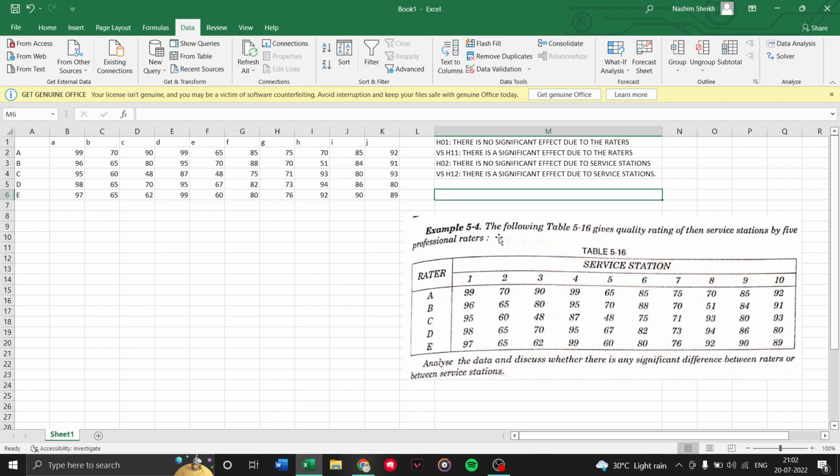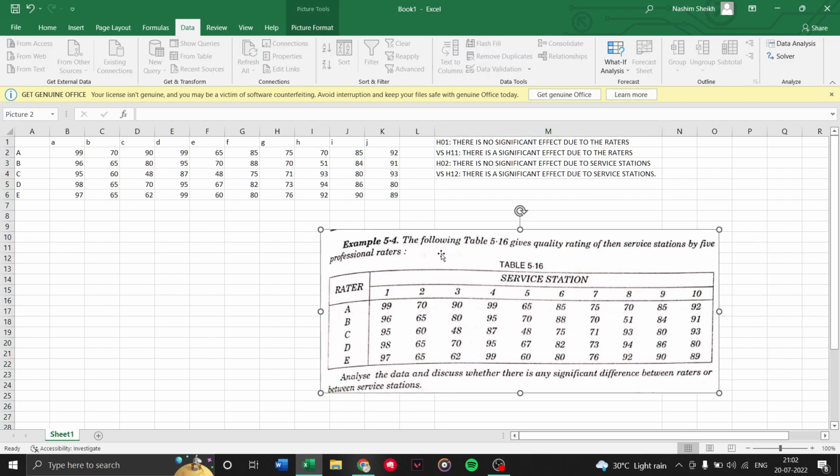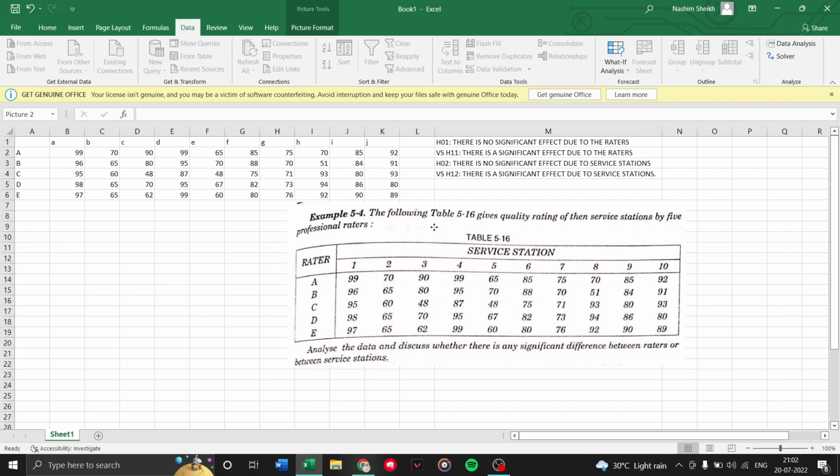In this session I will be discussing the two-way analysis of variance. In my first video I discussed the one-way ANOVA using MS Excel, and in this session I will be discussing the two-way ANOVA. So let's have a look at the problem here.